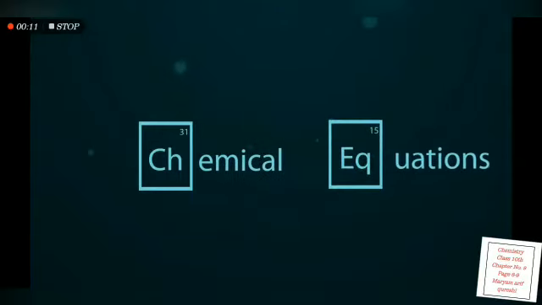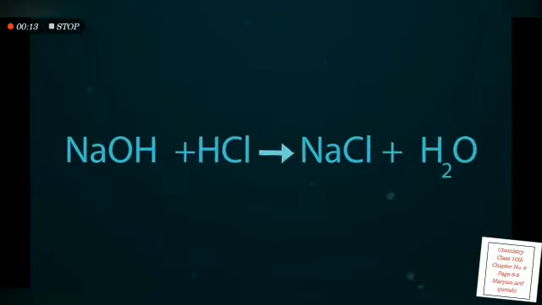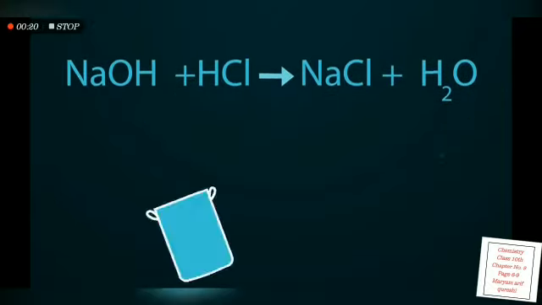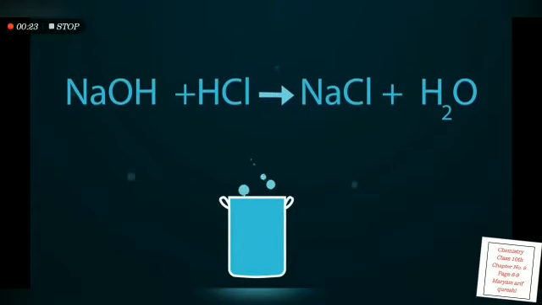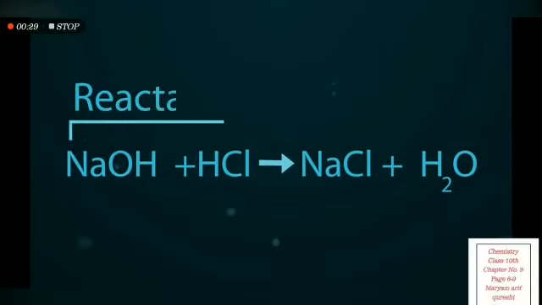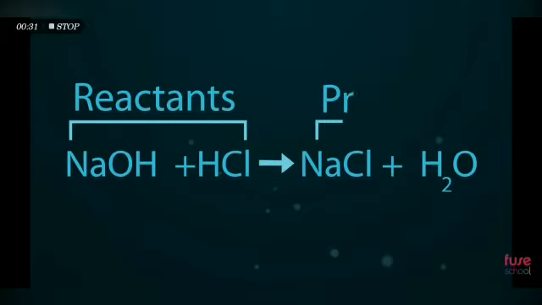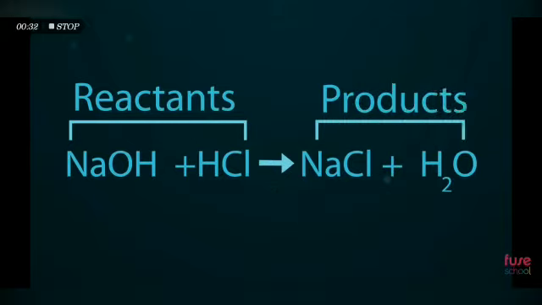What is chemical equation? You already know that we write chemical reaction in the form of a chemical equation. You can see a simple equation on your screens where sodium hydroxide react with hydrochloric acid to form sodium chloride and water. There is an arrow in between which shows the direction of a reaction. The chemicals on the left side of the chemical equation are called as reactants, and the products which form as a result of these reactions are written on the right side of a chemical equation.